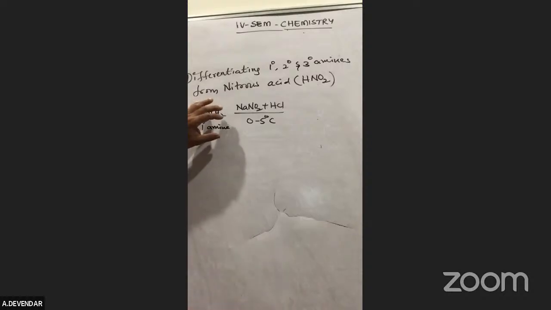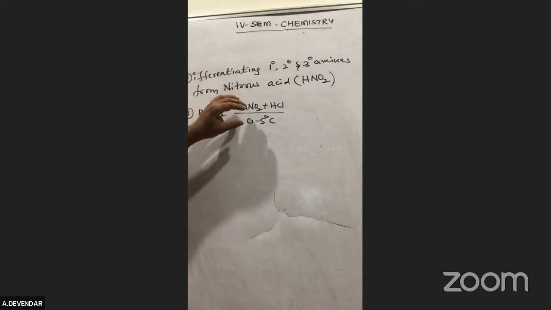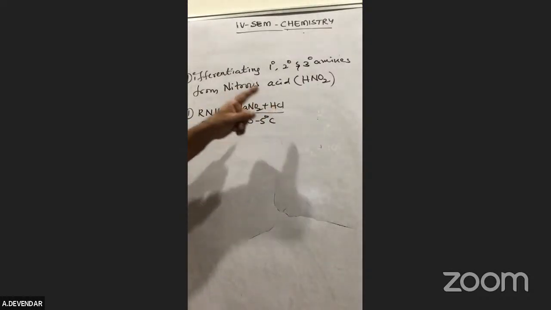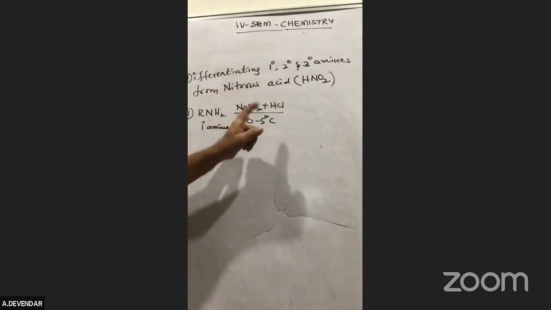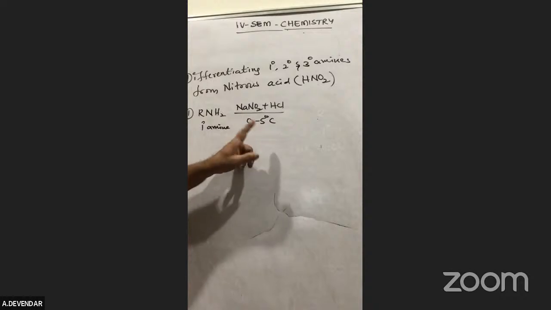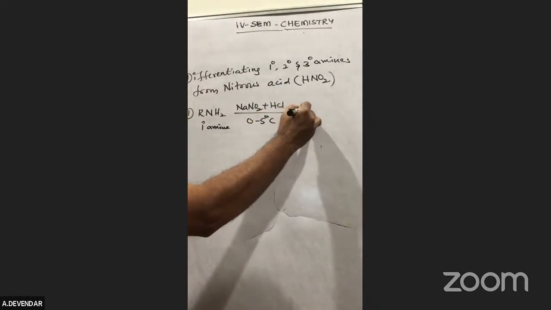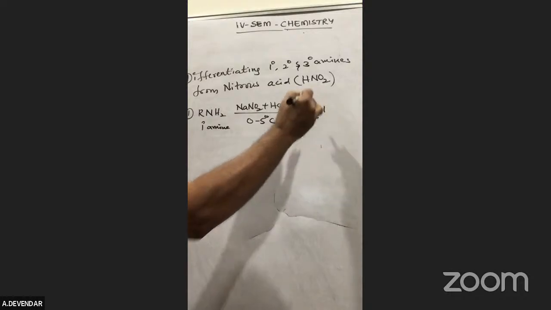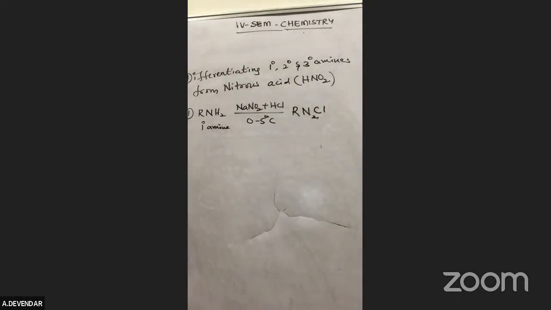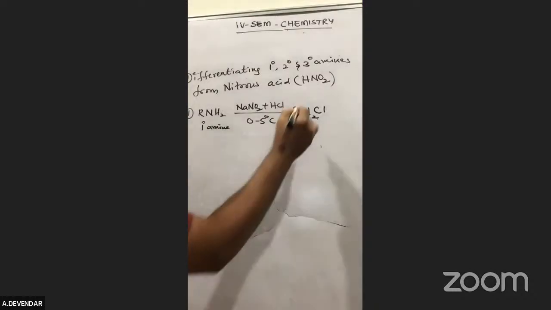Aniline is taken in the exam. In your laboratory, you take aniline and treat it with 5 ml of sodium nitrite and 5 ml of HCl, which you keep in an ice bath. That means you have to maintain the temperature at 0 to 5 degrees Celsius, and only then we get R-N2Cl. That means the diazonium chloride is formed.